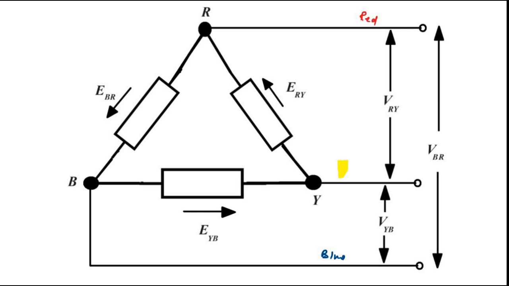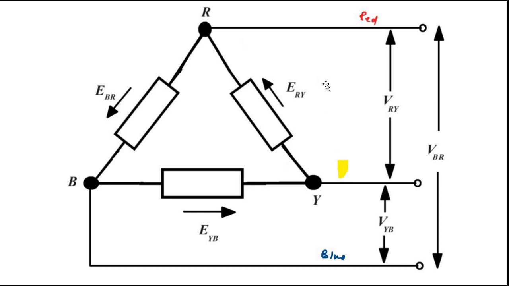Okay, these are the definitions. Line voltage is the voltage between any two lines. This is the difference between red and yellow, VRY. This is the difference between yellow and blue, and this is the difference between blue and red. Here also, for each phase winding, the phase voltage is the same as the line voltage. The phase connecting R and Y has the voltage between the R point and the Y point.